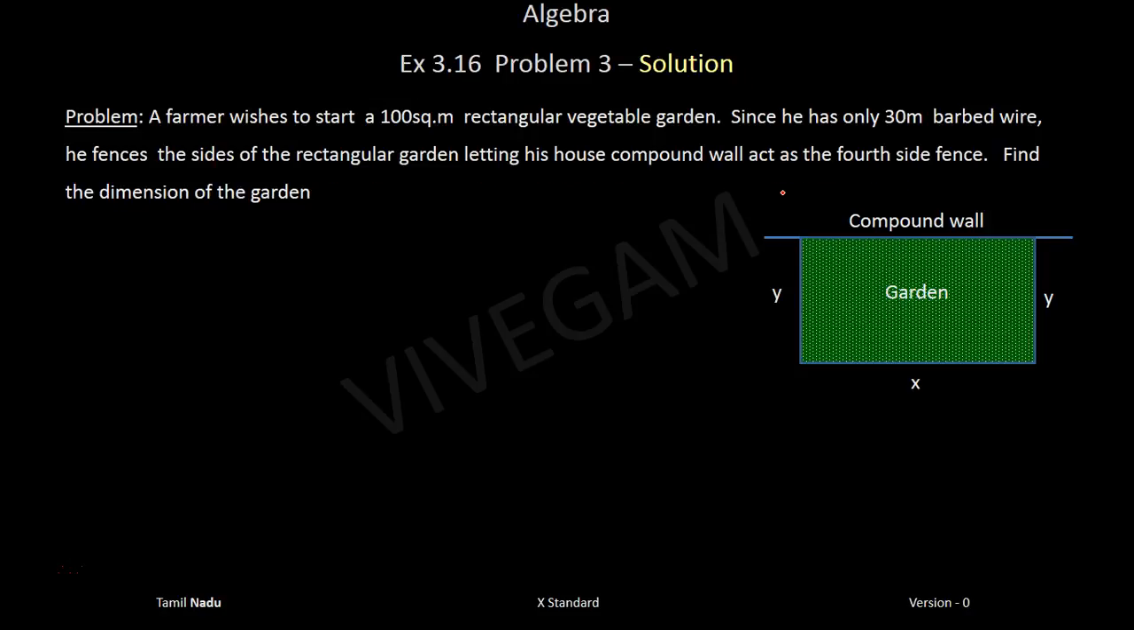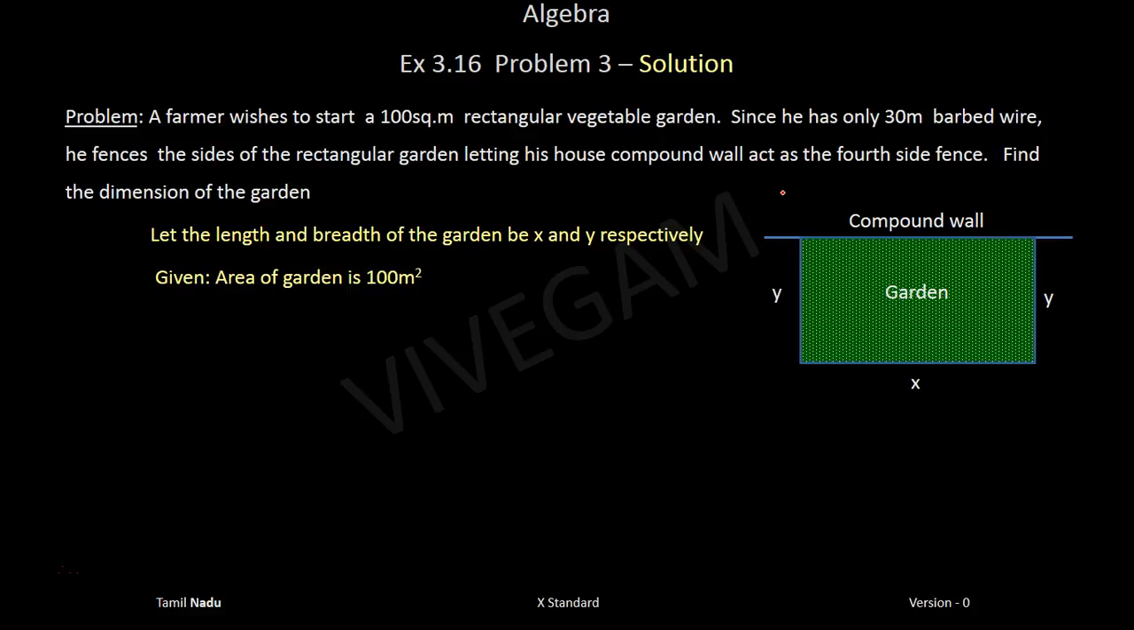The solution. So let the length and the breadth of the garden be x and y. The garden area is given as 100 meters square, which means xy equals 100. Next, they say the available barbed wire is 30 meters. But as per our figure, the barbed length is x plus 2y, correct? 2y and x. So x plus 2y equals 30.